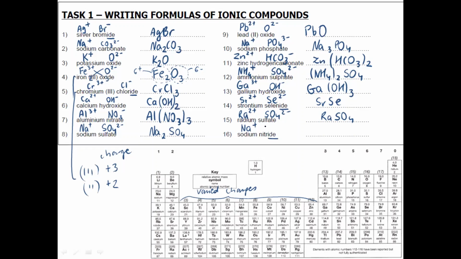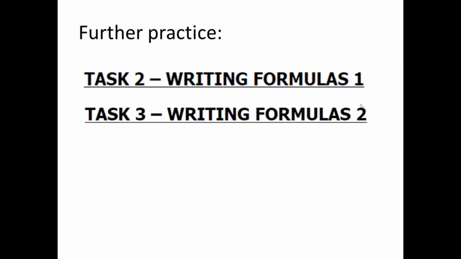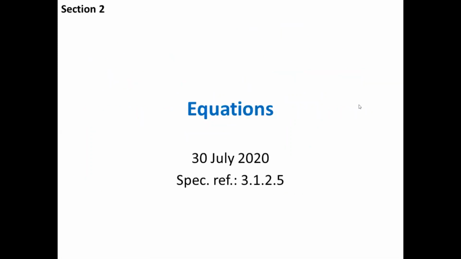Nitrogen is in group 5, so it will become a 3 minus. 1, 2, 3. You need 3 electrons to get to 8. So we will have Na3N, because we need 3 sodiums for the nitrogen in here. Okay, so for further practice, you can move on to task 2 and task 3, and I'll make answers available.